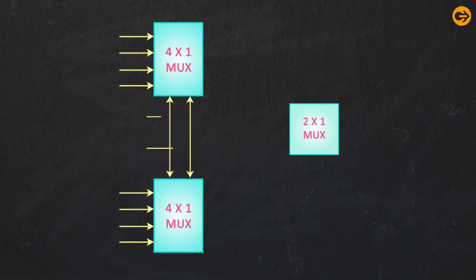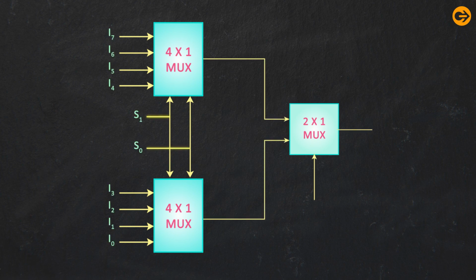We get 1 output from each multiplexer in the first step. There are 2 select lines S0 and S1 that are applied to both 4 to 1 multiplexers. These 2 outputs are applied as inputs to a 2 to 1 multiplexer in the second step, having 1 select line S2 as shown in the figure.